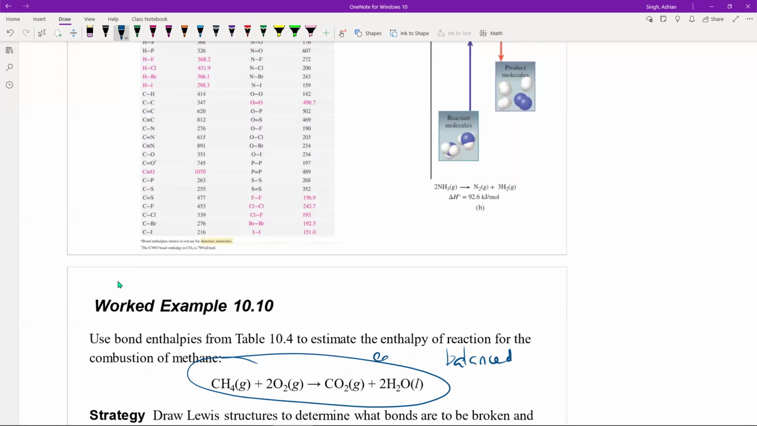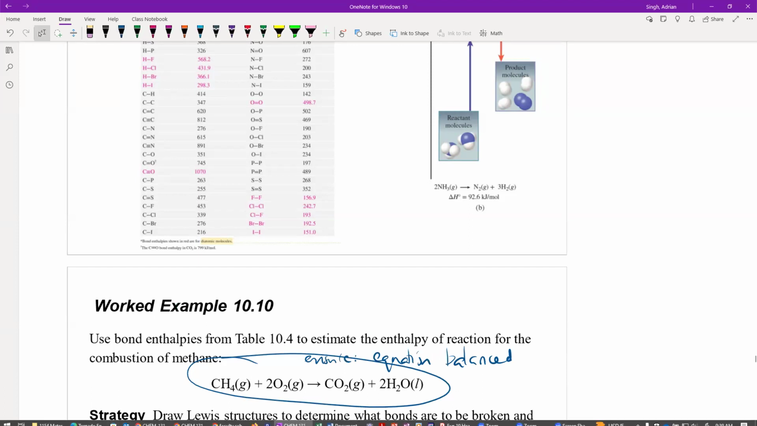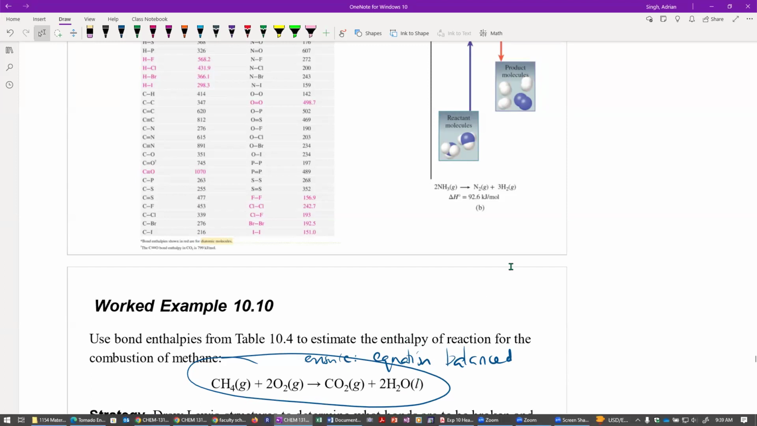Whenever you use any chemical equation, you want to make sure that the equation is balanced, because we are now going to figure out what types of bonds need to be broken and what types of bonds need to be made in order to go from the reactant side to the product side.